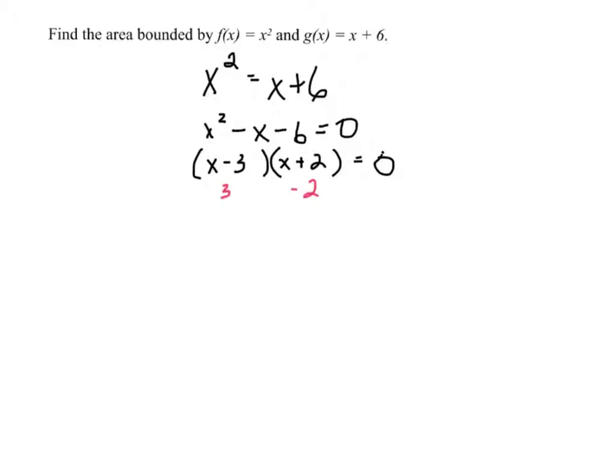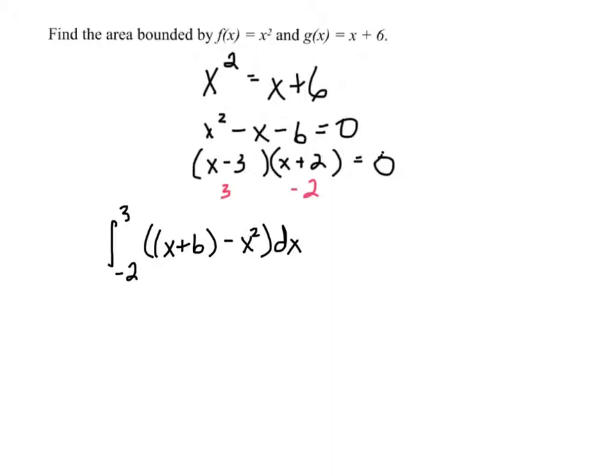Those will be the bounds of my integral. So we're going to go from -2 to 3. Now you need to figure out which function goes on top, x squared or x plus 6. We could pick an interior point, a point within the bounds, maybe 0. So 0 squared is 0, and 0 plus 6 is 6. So the line is on top. So we always do the top function minus the bottom function, like that. That's our integral.